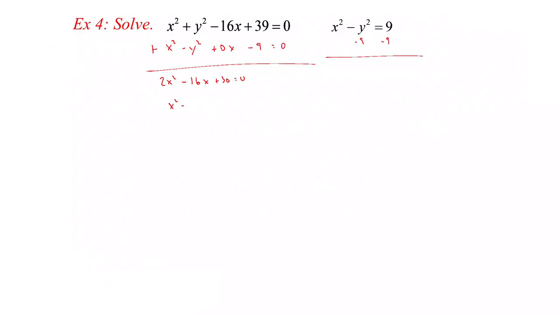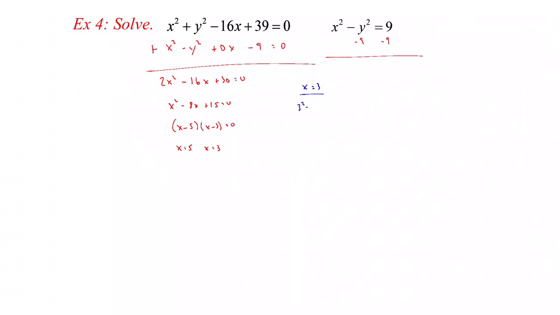So if we divide that by 2, we'll get x squared minus 8x plus 15. We can factor that to x minus 5 and x minus 3. So we have 2 possibilities of x. x is equal to 5 and x is equal to 3. So we'll plug both of those in. x is equal to 3. I'll plug that one into the hyperbola.